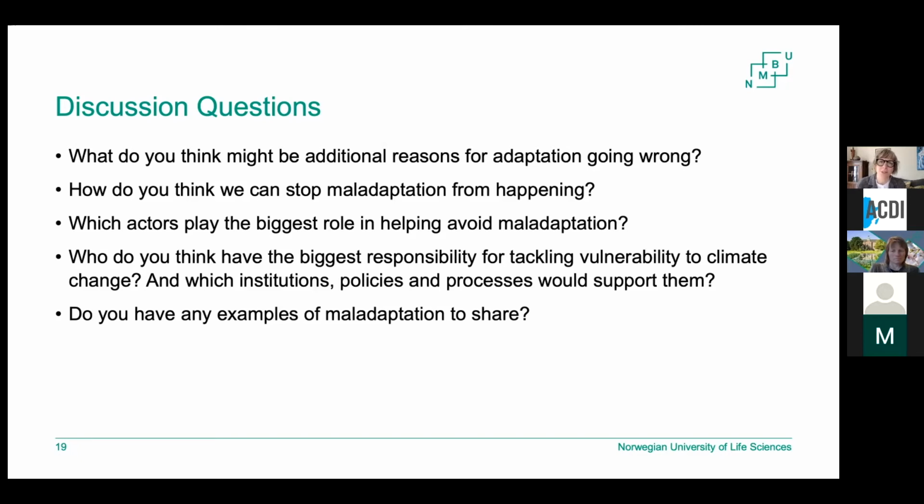And yeah, I guess also if you have any examples of maladaptation that you want to share with us, but those are not the only questions that we can discuss. It's just a way to stimulate some thinking now.